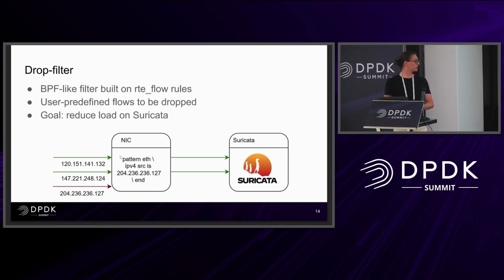As you can see in the example, it's quite simple. The NIC has some rule with a specific IP address. In this example, there are incoming flows. The flows are not matched, so Suricata analyzes them. The flow is matched, Suricata doesn't analyze it.